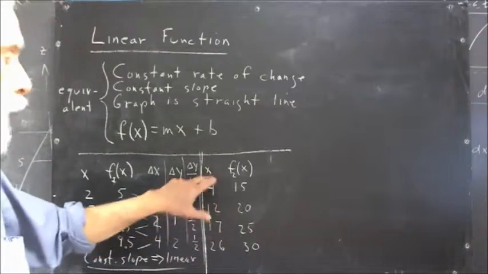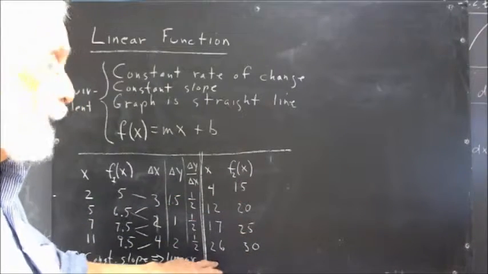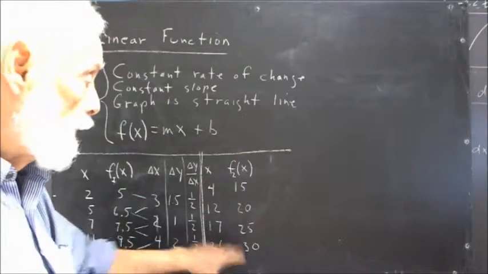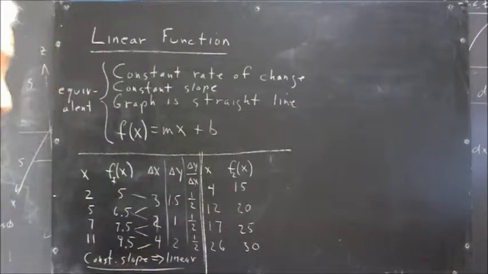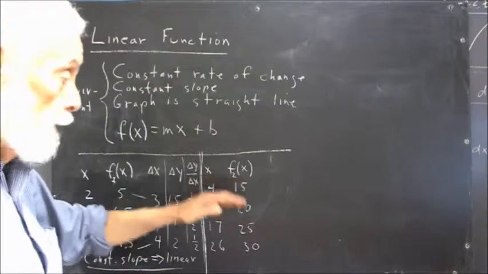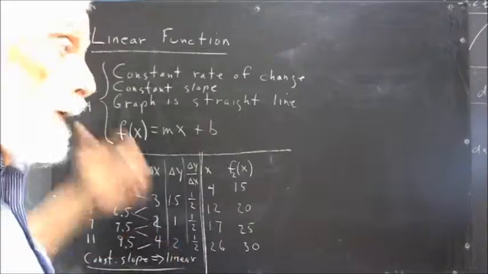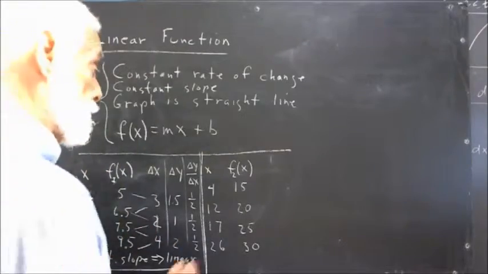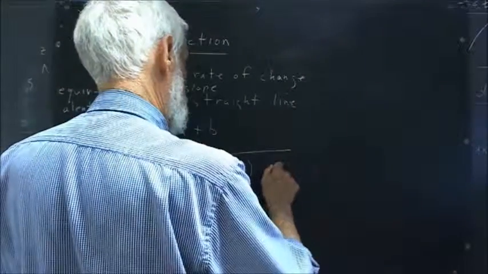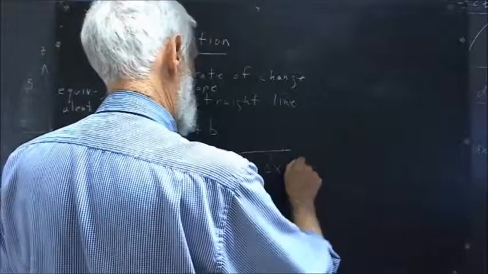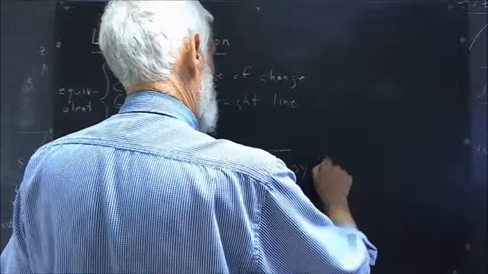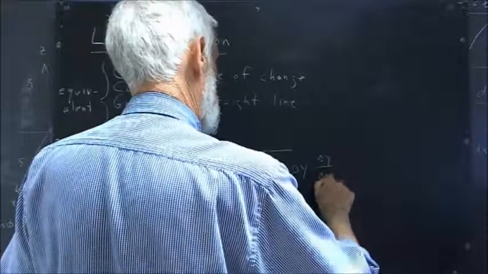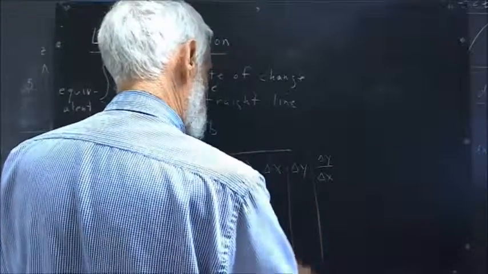So just because one or the other column of your table changes by a constant amount doesn't mean that the other column is going to change by a constant amount. If they both change every time by a constant amount, then you would have a linear function. So let's do this again: delta x, delta y, and the average rate, delta y over delta x, or the average slope.